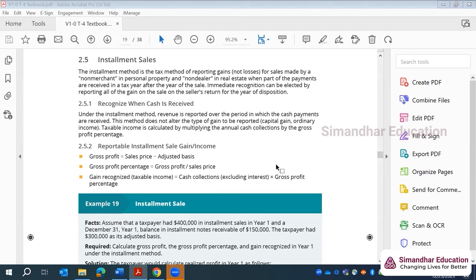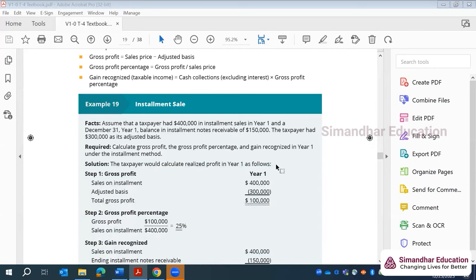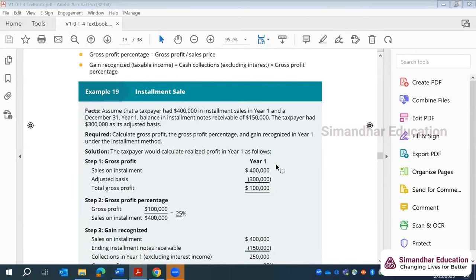And then you are going to calculate your gross profit percentage, which is nothing but the gross profit that you've calculated as your numerator and the sale price as your denominator. Once you determine your gross profit percentage, whatever cash that you collect in each calendar year on the installment sale, you will multiply that by gross profit percentage, and that much of gain you will recognize in that period. Okay. So to understand this concept better, let's look at an example.